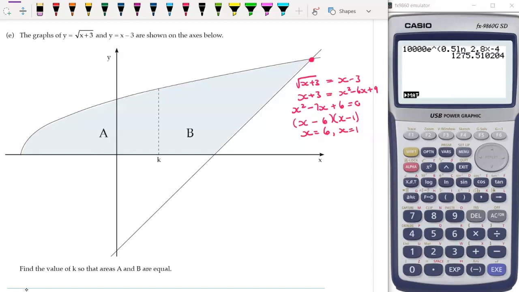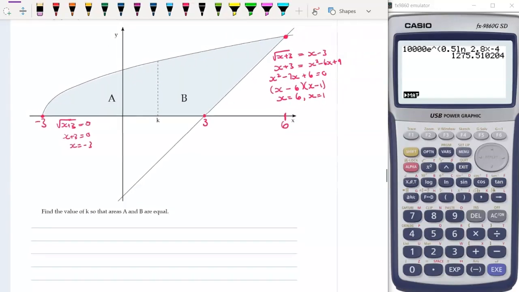Well, for this particular graph, we can see this straight line here is the x minus 3 one. It goes through the axis at 3. So the solution we're looking for from these two possibilities must be 6. We will also need this point here. Now that happens when the square root of x plus 3 is equal to 0. So x plus 3 equals 0. x must be minus 3.